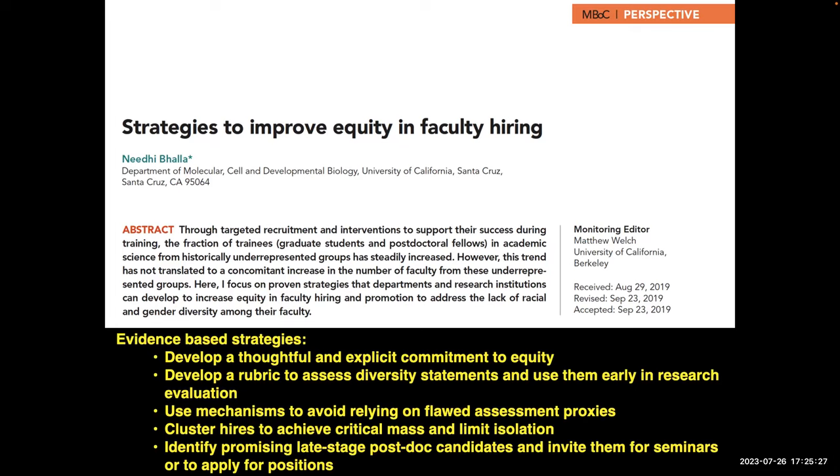The strategies in this perspective are evidence-based strategies, ones that have been shown to work in other contexts and in academia to improve equity in faculty hiring. The strategies were to develop a thoughtful and explicit commitment to equity; to develop a rubric to assess diversity statements and use them early in research evaluation so there could be a more holistic assessment of a person's career; to use mechanisms to avoid relying on flawed assessment proxies, which is what I'm going to emphasize in the rest of the talk; cluster hires to achieve critical mass and limit isolation, which is often a major barrier to retention and engagement with faculty from historically excluded groups; and to identify promising late-stage postdoc candidates and invite them for seminars or to apply for positions.